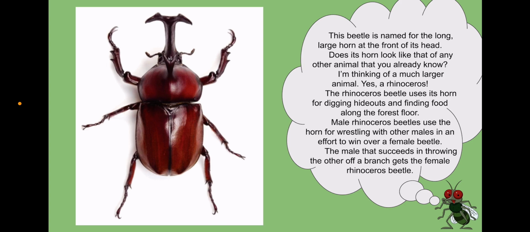This beetle is named for the long, large horn at the front of its head. Does its horn look like that of any other animal that you might already know? I'm thinking of a much larger animal. Yes, a rhinoceros. The rhinoceros beetle uses its horn for digging hideouts and finding food along the forest floor. Male rhinoceros beetles use their horn for wrestling with other males in an effort to win over a female beetle. The male that succeeds in throwing the other off the branch gets the female rhinoceros beetle.